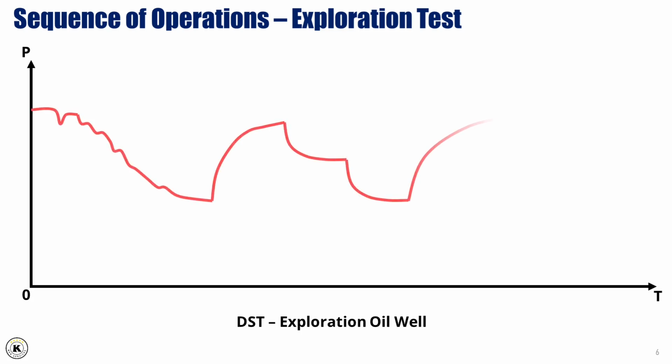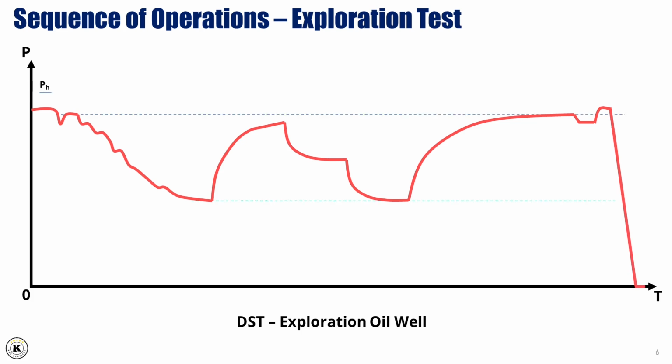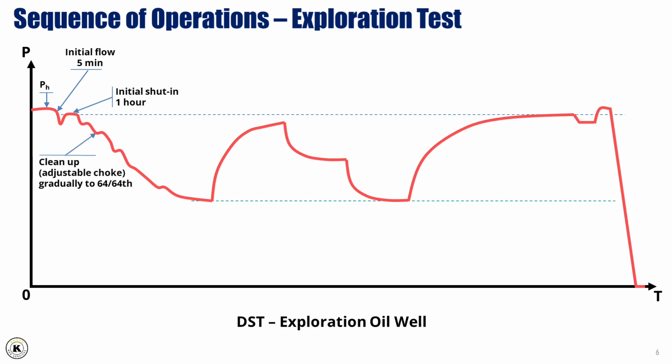Firstly, take note of hydrostatic pressure PH. Open the well for an initial flow for 5 minutes to establish communication from reservoir to casing. Close the well for an initial shut-in for 1 hour to estimate initial reservoir pressure PI. Open the well for a clean-up period on adjustable choke, gradually increased to 64/64. Determination of the best choke size for optimum flow without depletion.